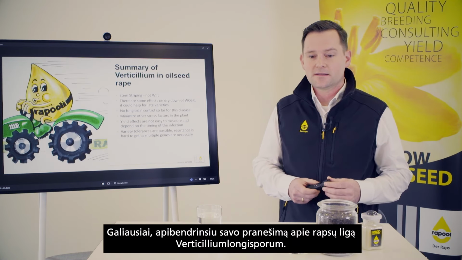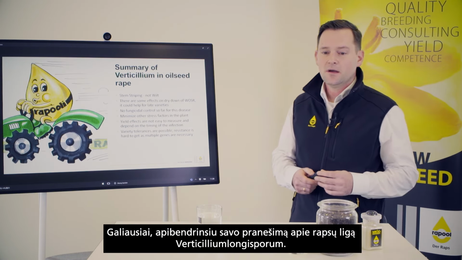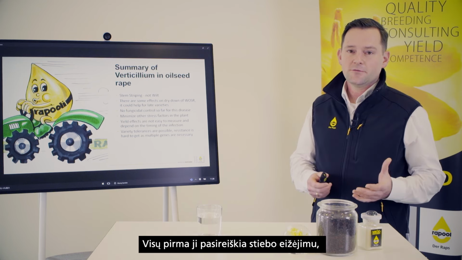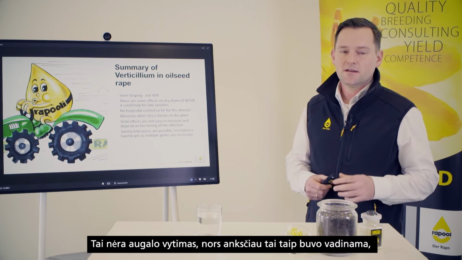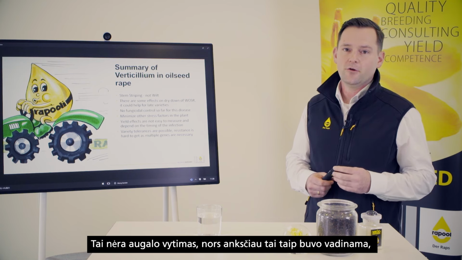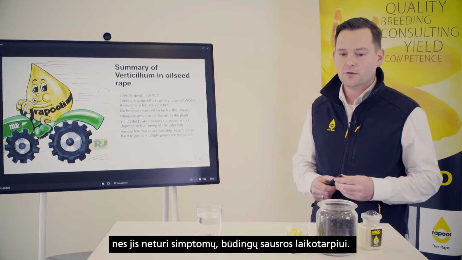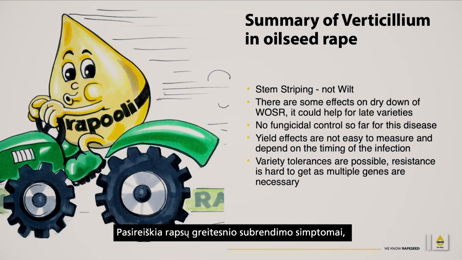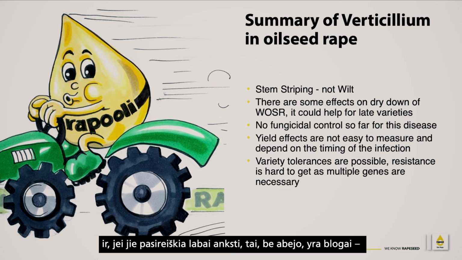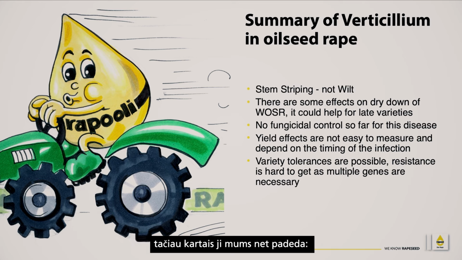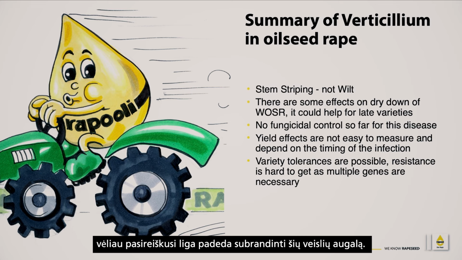So, finally, to summarize my little speech about the verticillium longisporum in oilseed rape. First of all, it's a stem striping, and this is very characteristic. It is not a wilt, although it was called a wilt before. It's not having symptoms like you have in drought. We have some effects of dry down of oilseed rape, which are of course bad when it comes very early. Then we have very high yield depressions for this disease in oilseed rape. But sometimes it even helps us, this disease, when we have varieties that are quite late, that have very good stem health, and then this disease, when it comes later, helps us to mature the varieties.